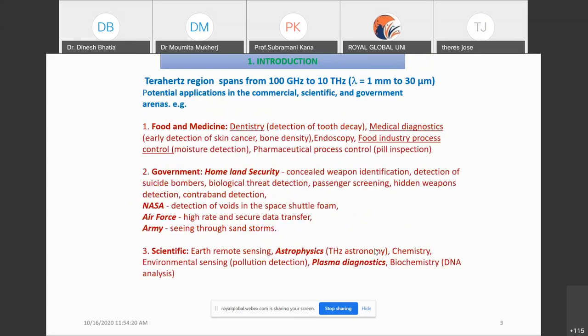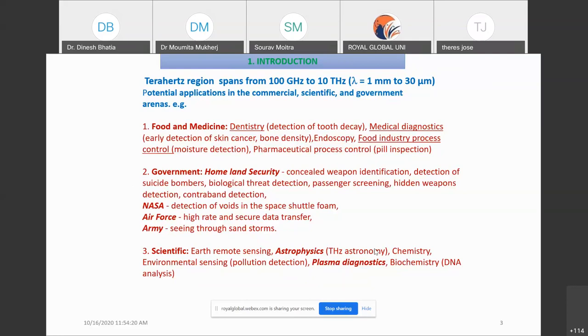Now why are we interested in the terahertz region? Because the terahertz region, as we all know, spans between 100 gigahertz and 10 terahertz, and it has potential application possibilities in scientific, commercial, and government development areas, especially from the medical point of view: early detection of cancer, then from the pharmaceutical point of view, pill inspection, bone density determination, and detection of tooth decay. So these are some of the applications from the medical sector.